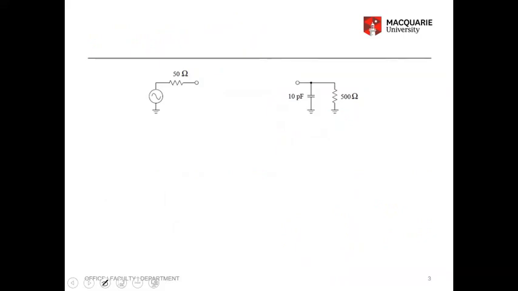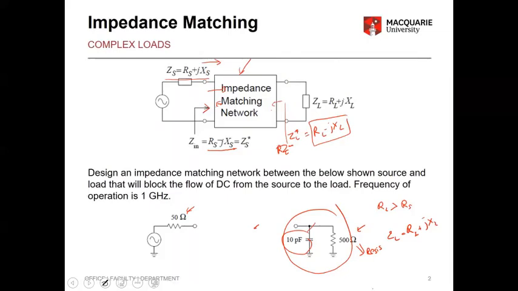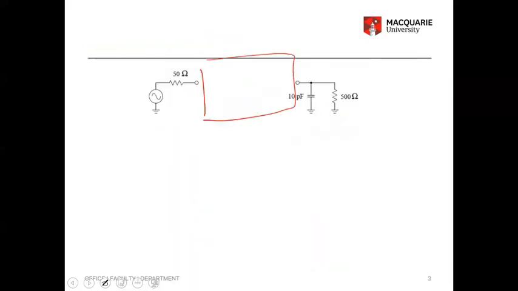Obviously we need a matching network here, and the first thing is to figure out the topology. It needs to block the flow of DC. From last week, if you remember, we had a couple of configurations, but if you want to block the DC, we need to have a capacitor here, and then we need to have an inductor. So this is the topology when you have RL greater than RS and DC blocking. If you want to satisfy both these conditions, this is the topology we need to choose. We have to find this capacitor and this inductor.